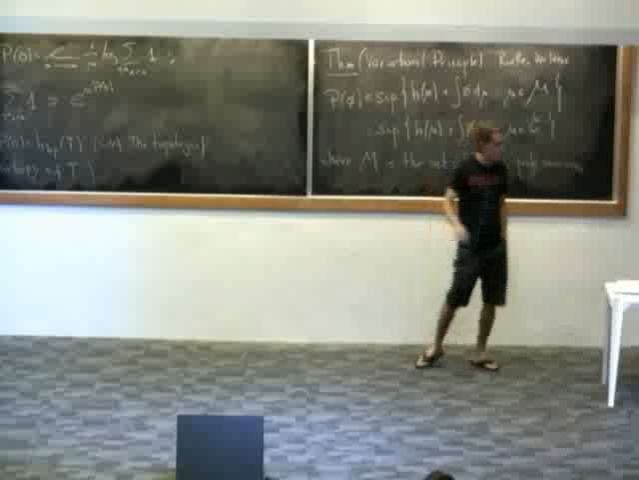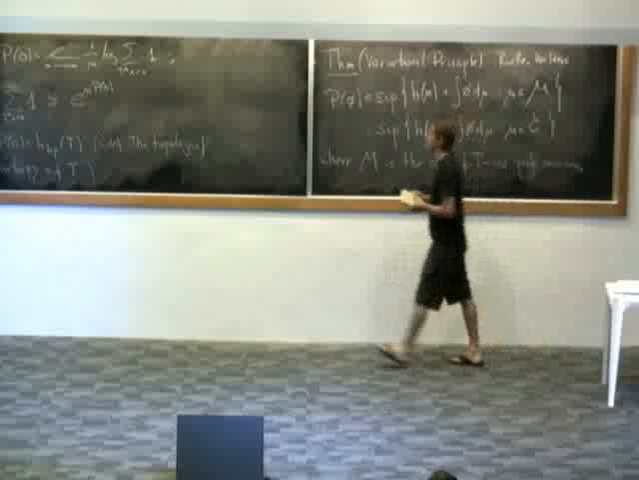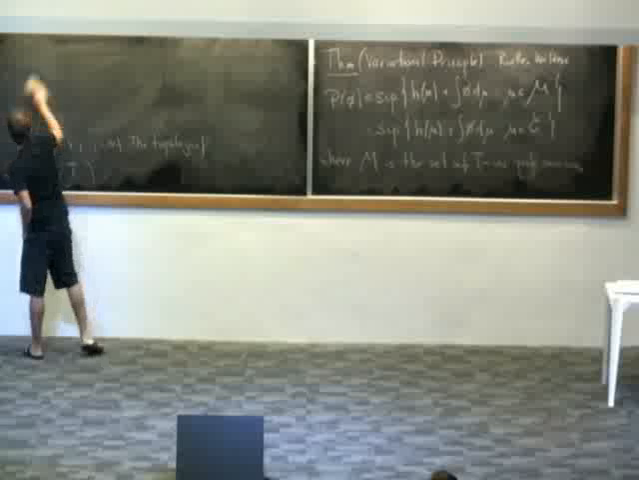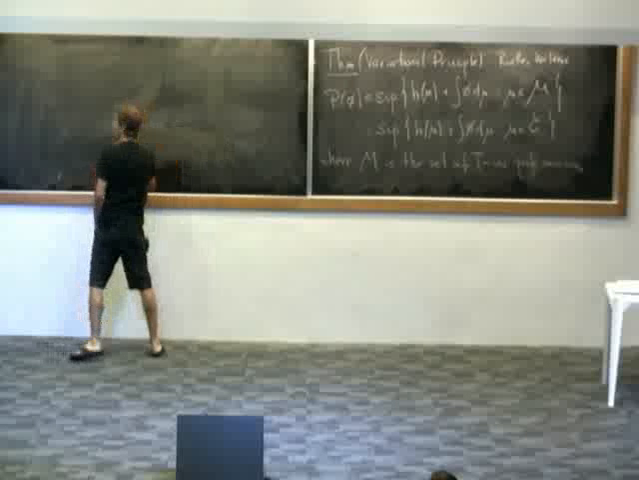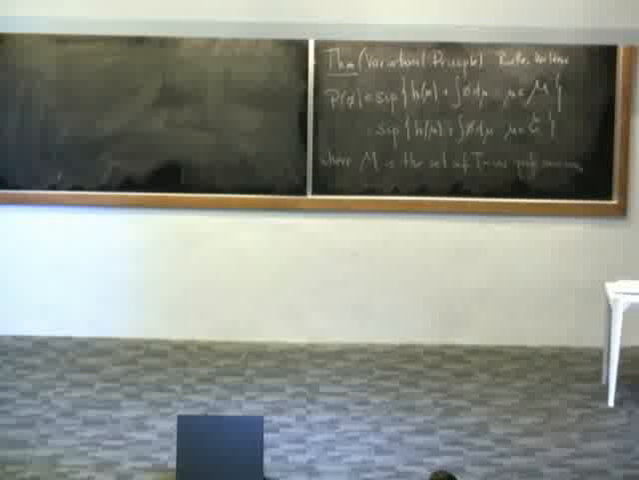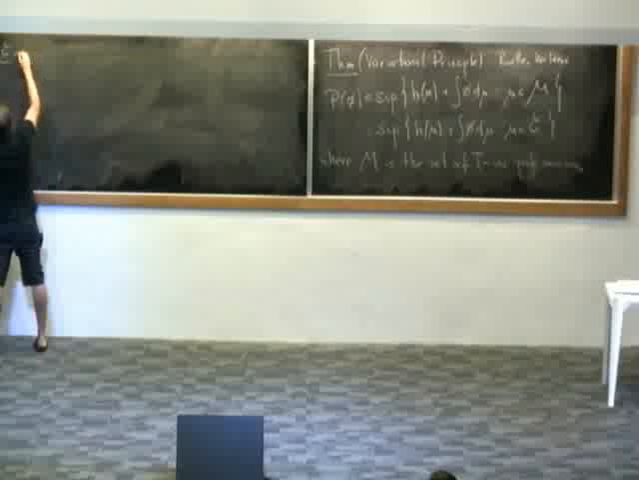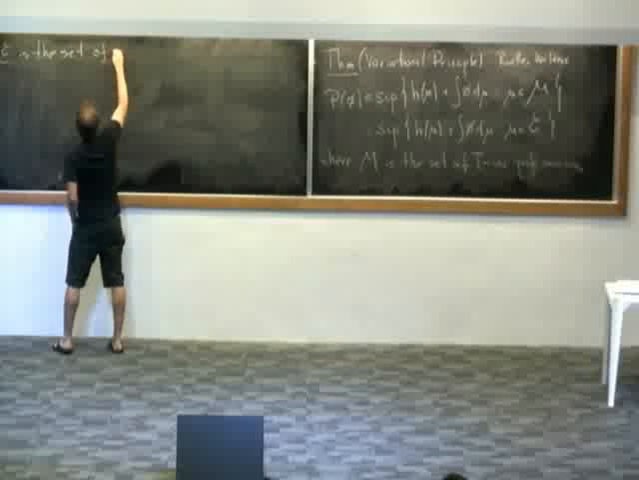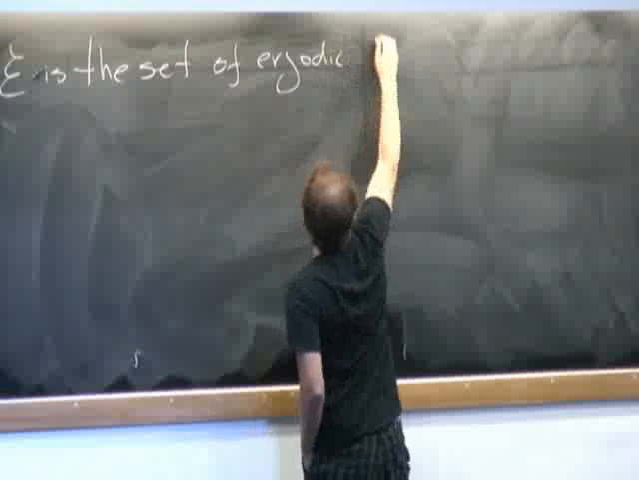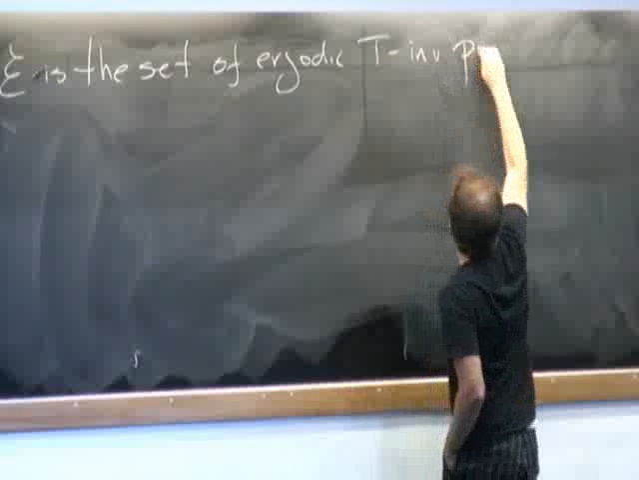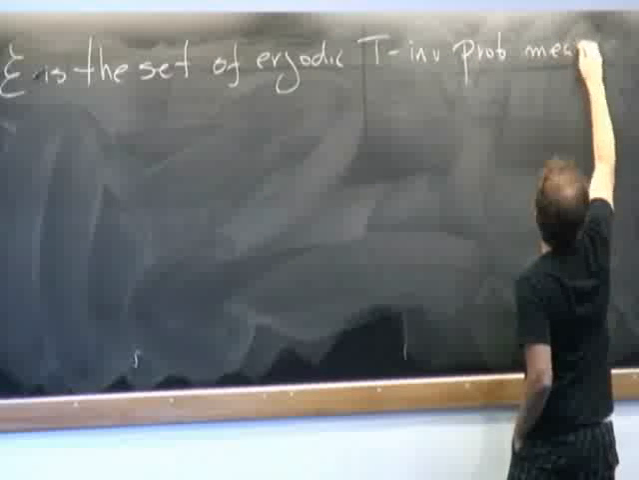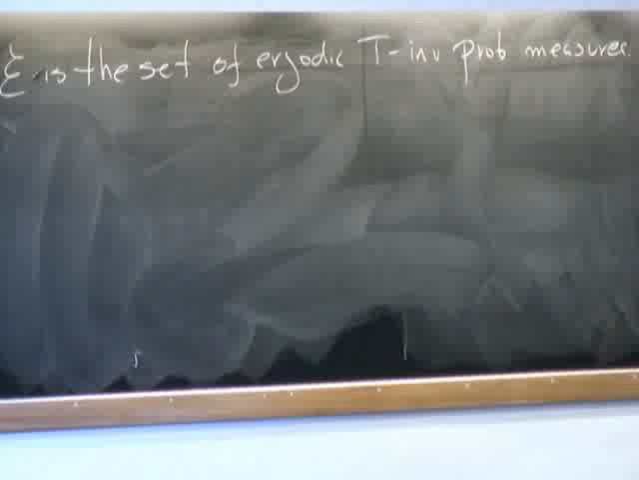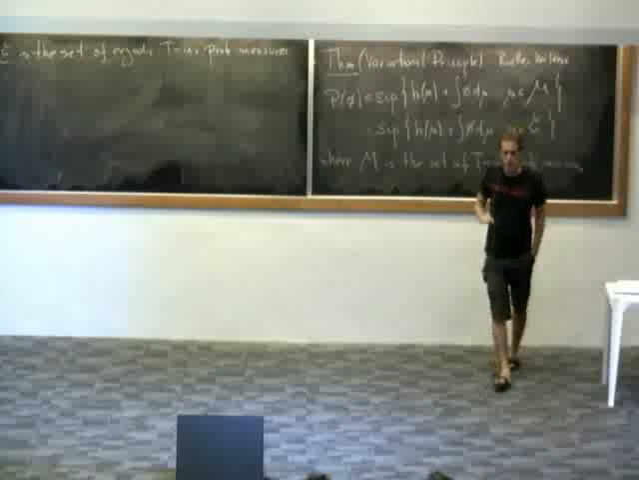And the set E is a subset of M, the subset of M of ergodic invariant measures. Well, the set... this term here is the entropy with respect to a measure.